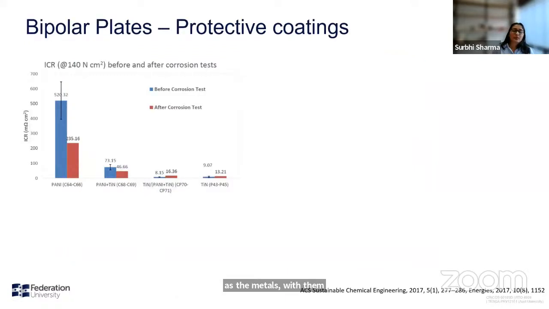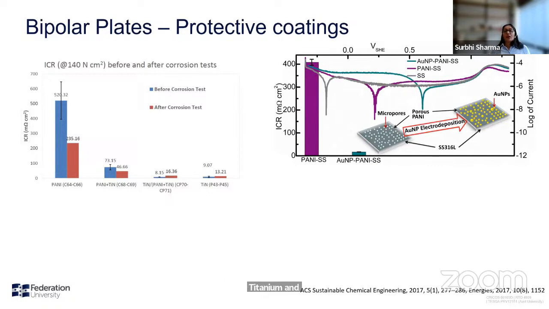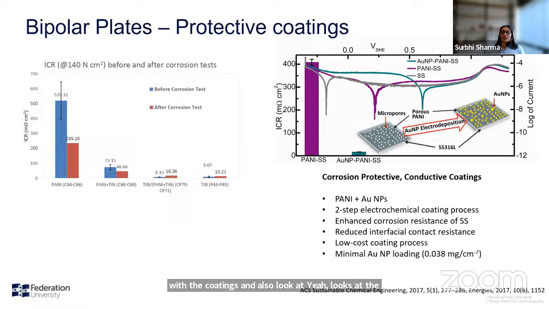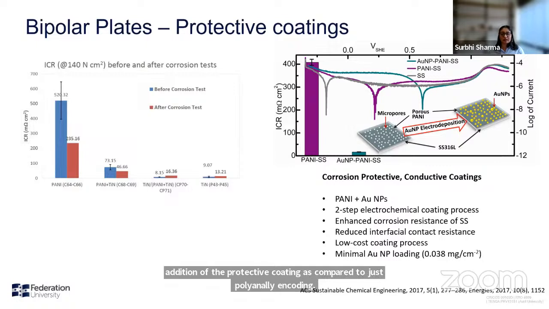This is just showing some of the work that we've done in the past, looking at titanium nitride and polyaniline based coatings, as well as gold nanoparticles with polyaniline coatings on stainless steel bipolar plates. You can see the graph here shows the interfacial contact resistance that has decreased dramatically with the coatings, and also looks at the corrosion potential, which has shifted tremendously with the addition of the protective coating as compared to just polyaniline coating. The conductivity is higher as well.